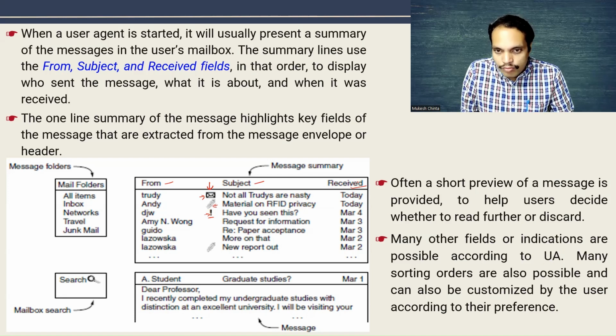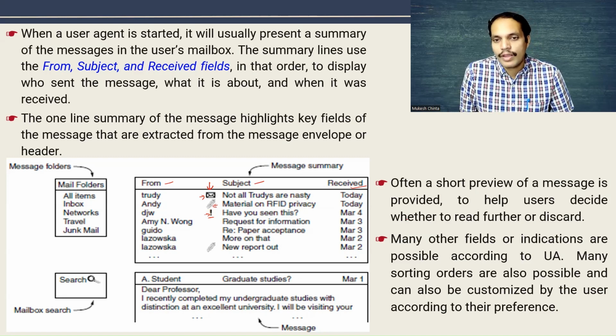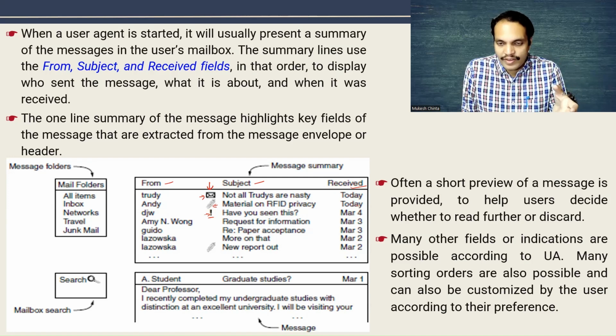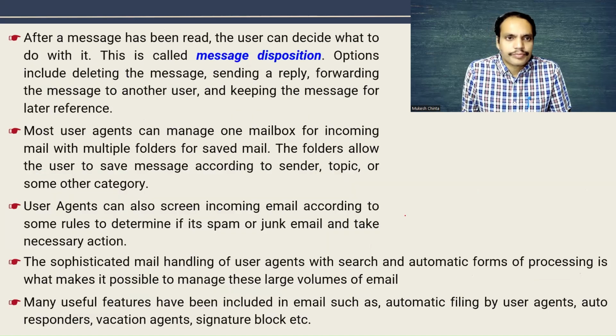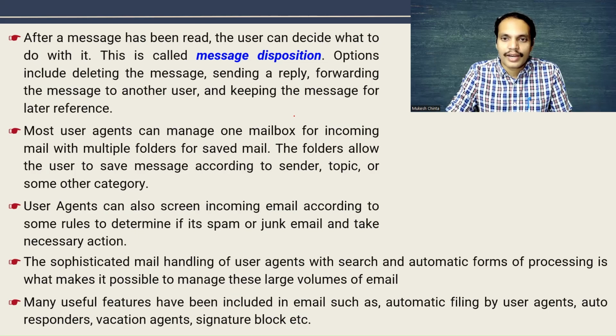Of course, the way these emails are sorted can also be done automatically or according to the user's convenience. The most common way is the date when the email is received. When you open the email, the most recent ones are shown first. But if you want to change it, you can. So the sorting can be done according to the user's convenience based on the user agent. Okay.